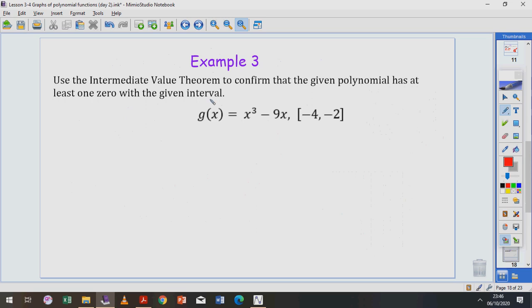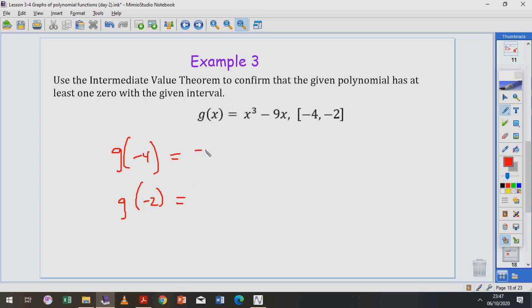So an example is here: use the intermediate value theorem to confirm that the given polynomial has at least one 0 within the given interval. So in order for us to check that, we'll just look for g of -4, find the answer, and then look for g of -2, find the answer. If they are opposite, that is enough proof that there is a 0.